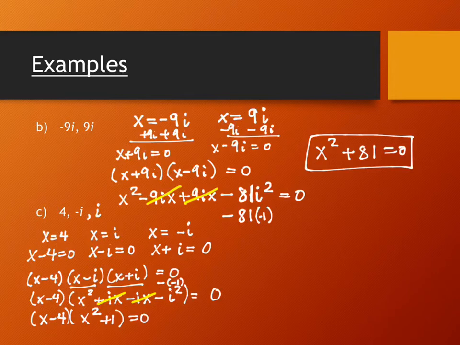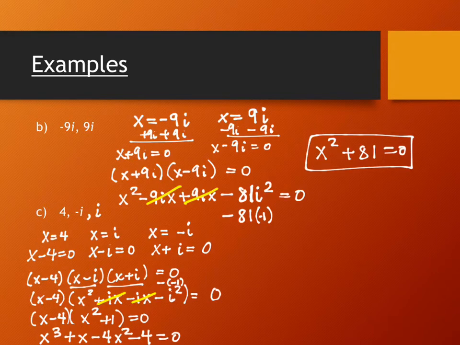So we'll distribute out now. So FOIL again. X times x squared is x cubed. X times 1 is x. Negative 4 times x squared would be negative 4x squared, and negative 4 times 1 would be negative 4.